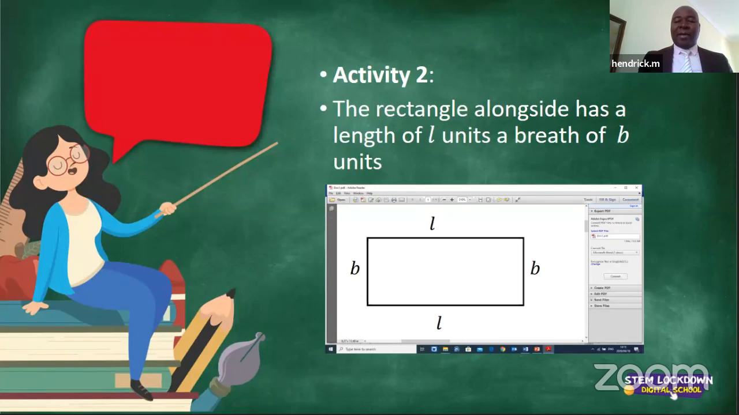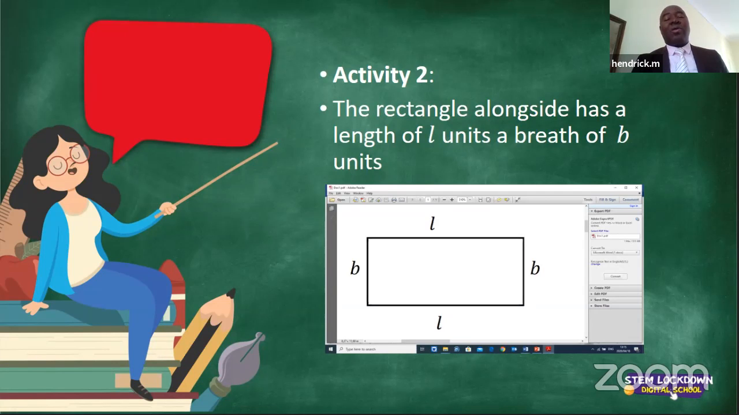What is the perimeter of this rectangle? So obviously the perimeter of this rectangle will be the distance around the edge of the shape, our shape being the rectangle. Now you can see that we've got 4 sides. We've got B, which appears twice, and L, which also appears twice.